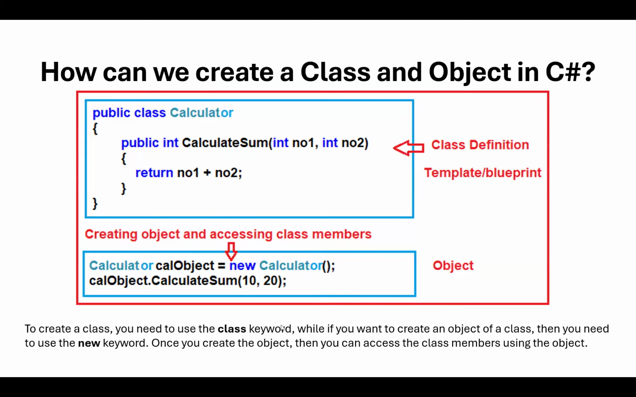So what you should remember: to define a class, we use the keyword class. To create an object, we use the keyword new.